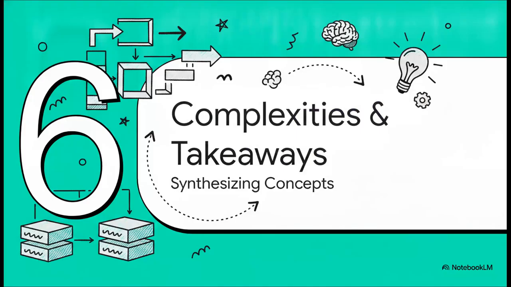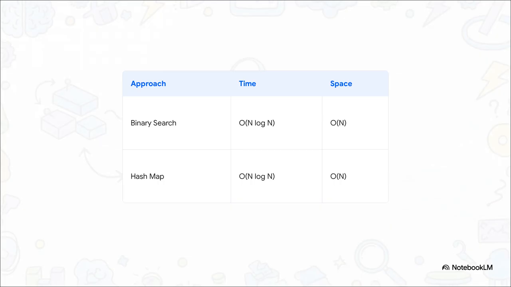Let's bring it all together now in Section 6, Complexities and Final Takeaways. Understanding both the algorithm and the physical constraints gives you a huge advantage. So looking at the big O, both of our high-level approaches hit the exact same bottlenecks. They are completely dominated by the O(n log n) time required to sort the array. You just can't get around that global ordering requirement. To know a number's rank, you absolutely have to know where it stands relative to everything else.